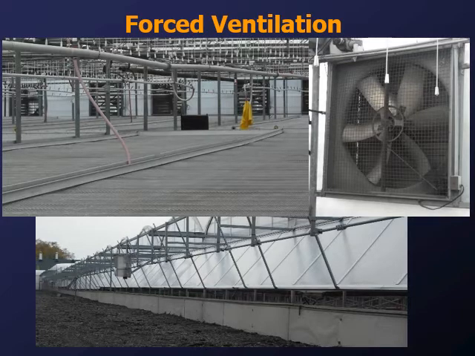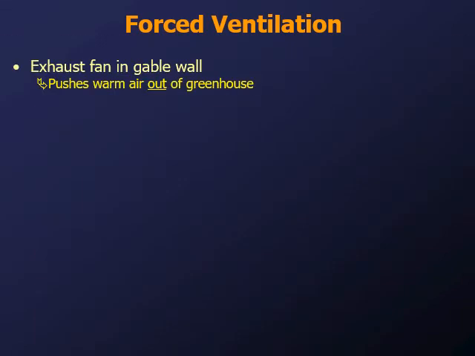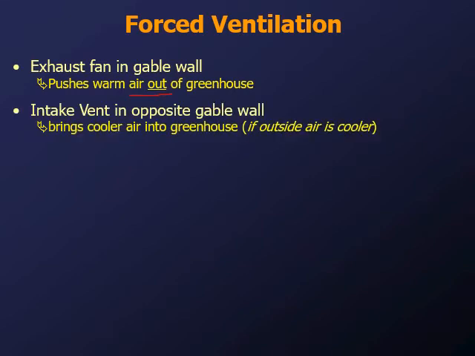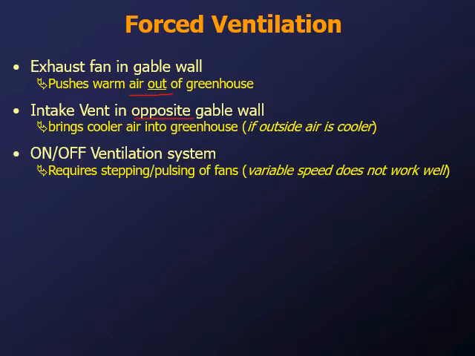And they're often accompanied by a vent along the wall on the opposite side of the greenhouse to let cool air into the greenhouse as it's sucked in from the fans on the other side. So typically the fan pushes warm air out, not cool air in, but warm air out. The intake vent is always opposite the gable walls where the fans are. And it typically is a pulsing system. So the fans are on or they're off.